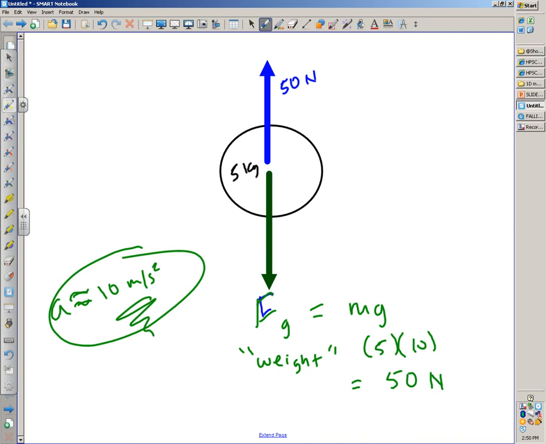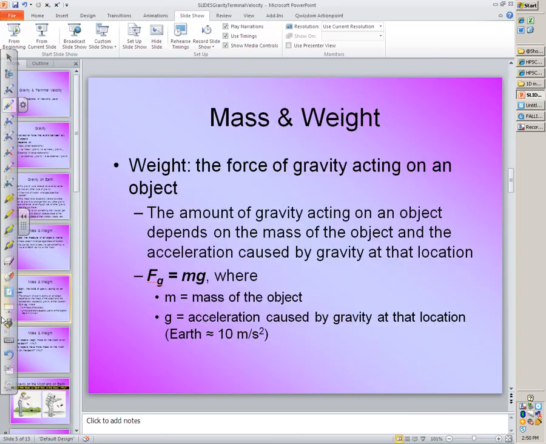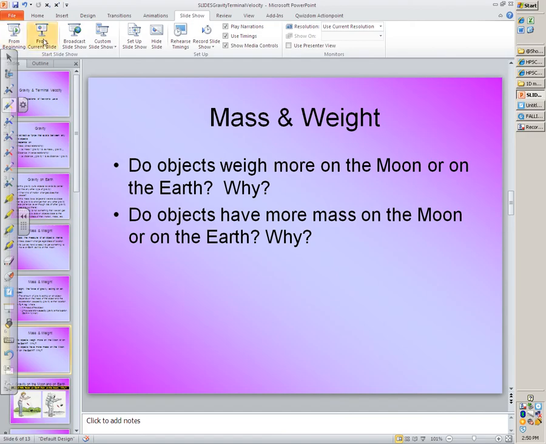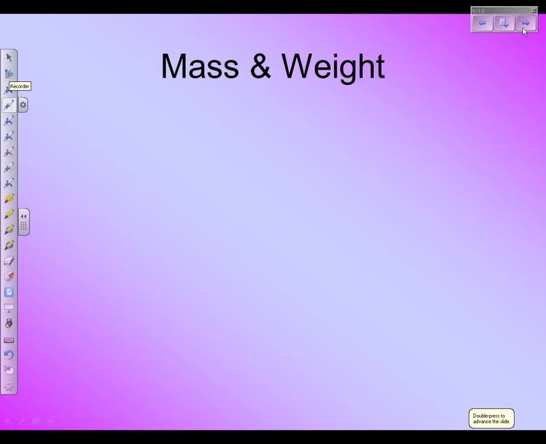All right, this next slide that I'm going to show you, once again, it's not written down on your sheet, but this has test question written all over it. This has short answer question written all over it.